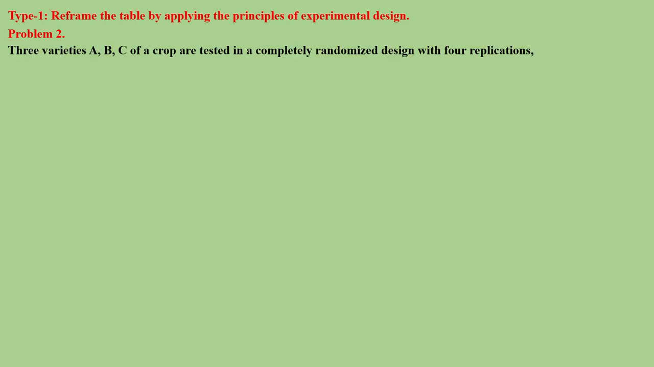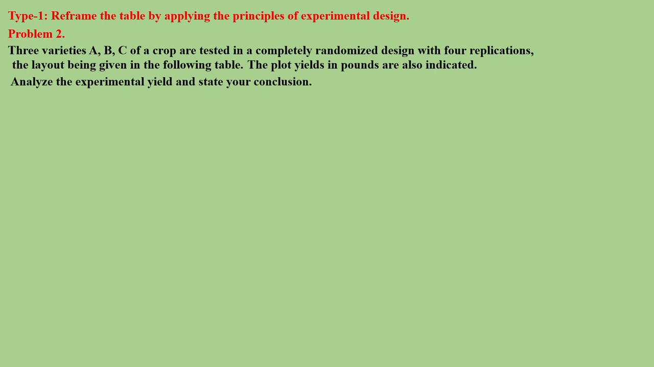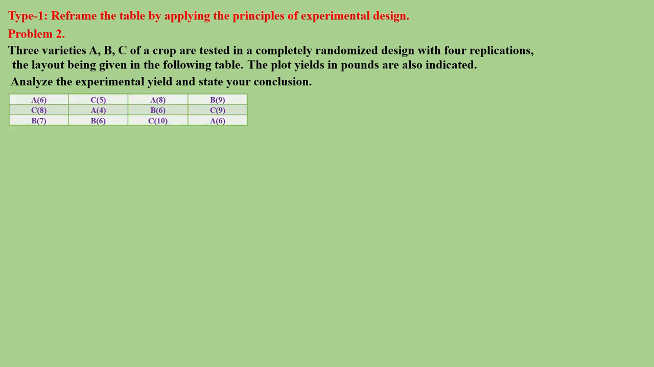Next problem, same type. So we are going to reframe the table, right? 3 varieties A, B, C of a crop are tested in a completely randomized design with 4 replications. The layout being given in the following table. The plot yields in pounds are also indicated. Analyze the experimental yield and state your conclusion. So given the table, we'll see the solution.